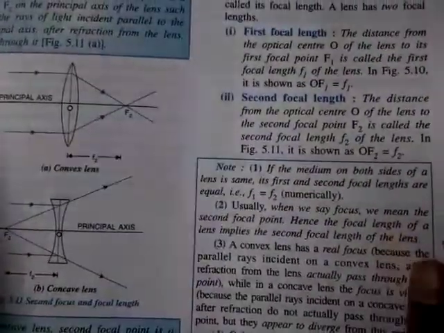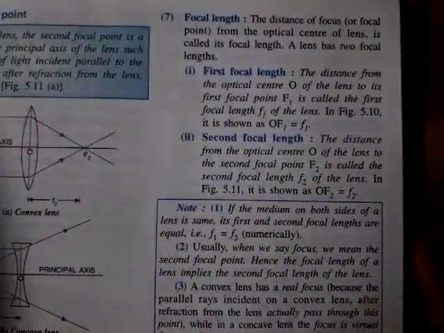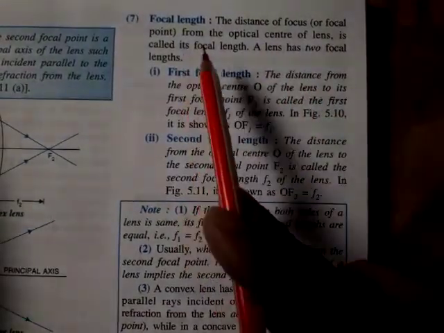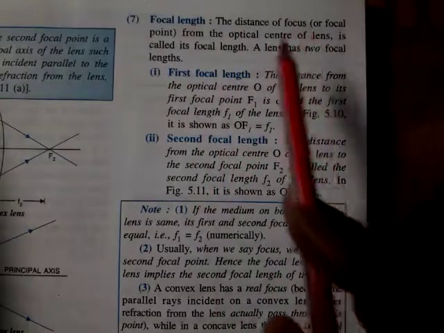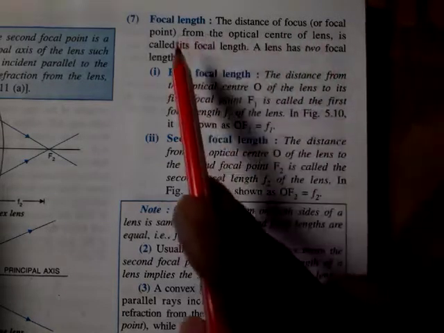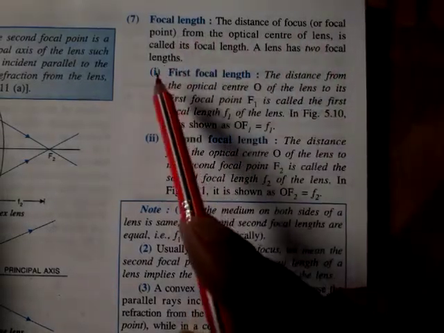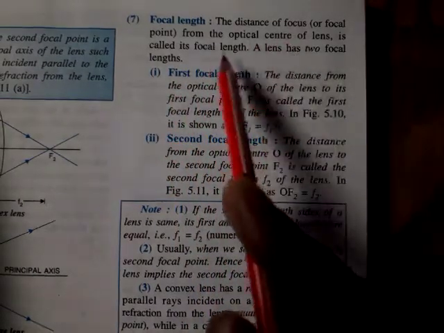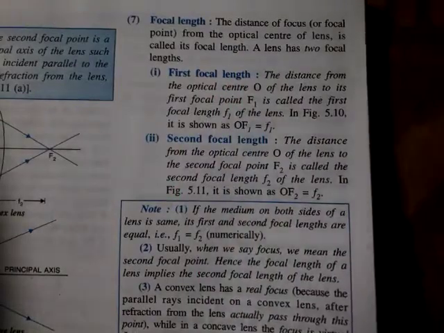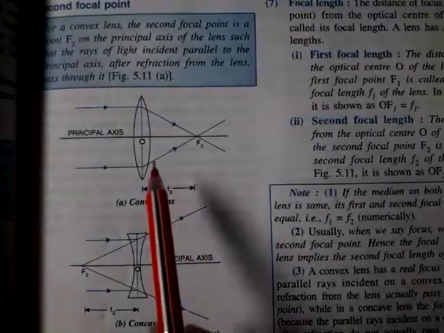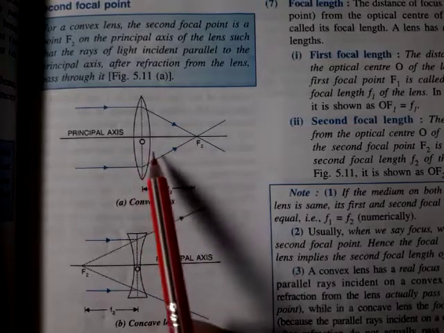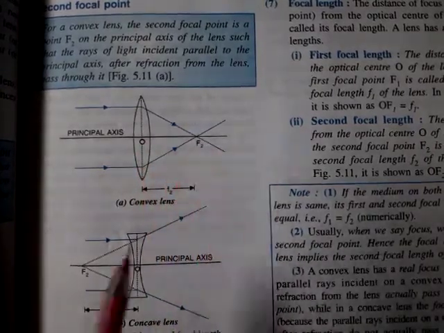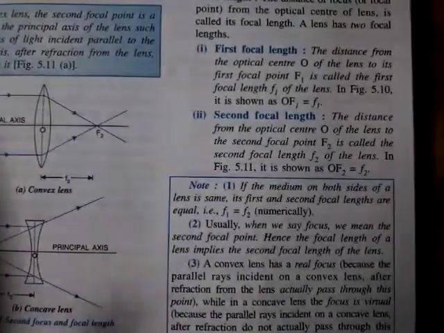Just see here, focal length. What is focal length? The distance of the focus from the optical center, only this much. Just imagine this one: this is the optical center and this is the focus. So whatever the distance from O to f2, this is the focal length.